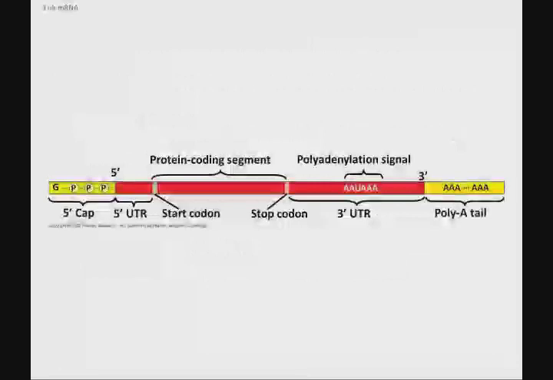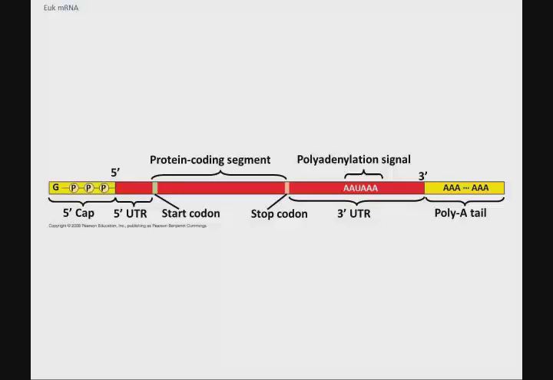So if we look at this picture of that mRNA, we can see we have our start codon and our stop codon, the protein coding segments. So upstream, or 5' to the start codon, you see a 5' UTR. That's a 5' untranslated region. 5' to that, you see what's called a 5' cap.